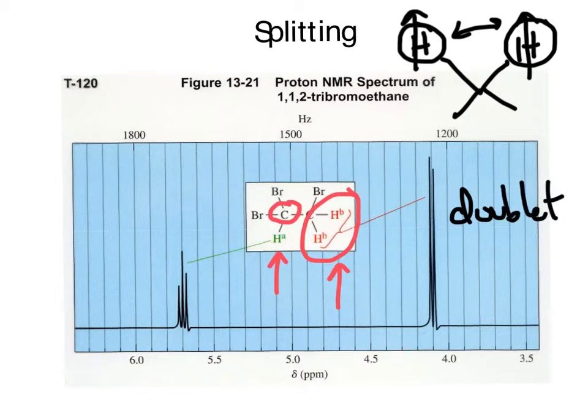Now, the other peak has 2 neighbors. And so that gets a little more complicated. And it turns out that it ends up becoming a triplet. And so we have a rule that we can talk about.